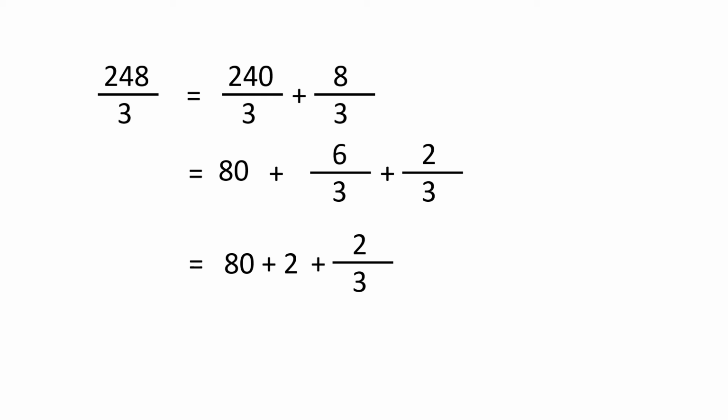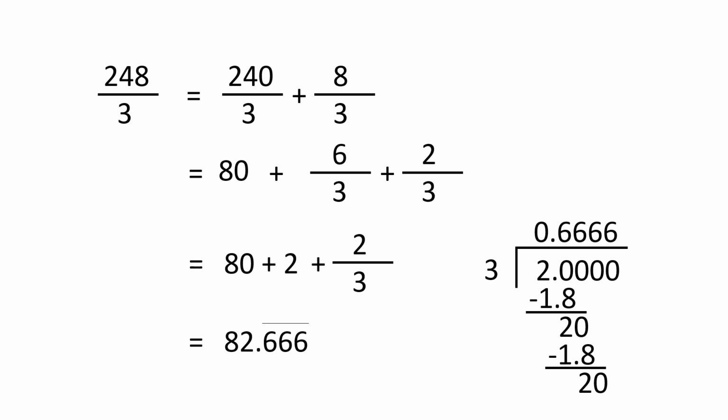Seeing that it's a fraction, we can treat it like one and simplify 2/3 to 0.6666. So the answer is 82.666. If you don't have 2/3 equals 0.666, you can find that by dividing 2 by 3. Since we've covered both adding and dividing, it's time for averages.